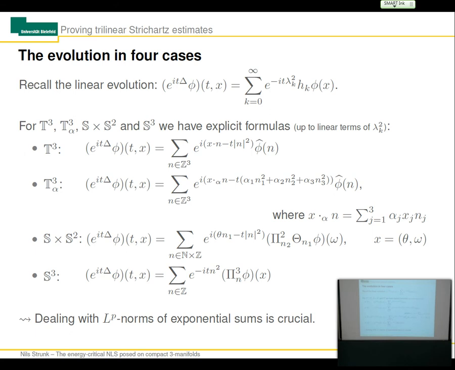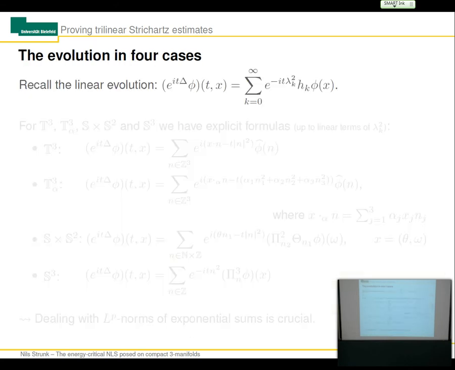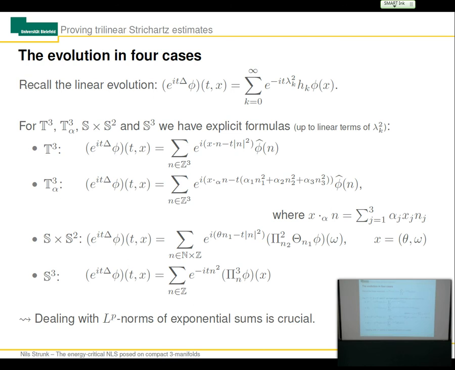What we have in common here is t times the modulus of n squared, something similar here, something similar here, and something similar here. So this is what all these linear evolutions have in common. And then on the torus, we have this factor here, which basically comes from the inverse Fourier transform. And of course, we have something similar on the irrational torus, where x dot alpha n is defined by this sum.